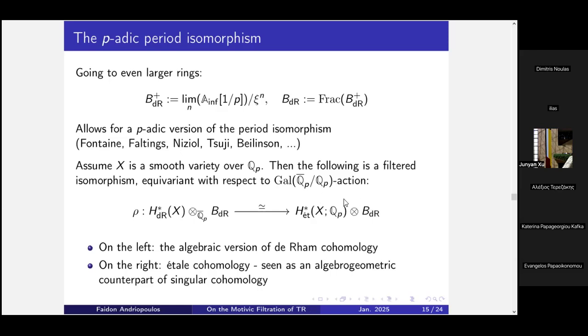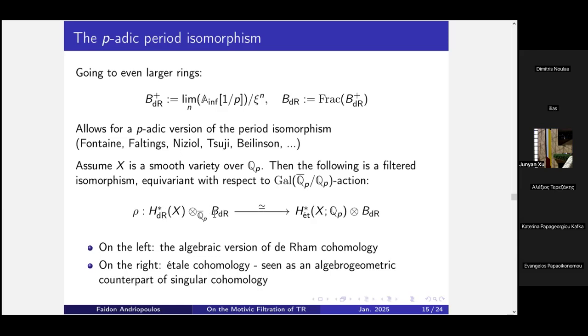And on the right-hand side, instead of singular cohomology, one has the so-called étale cohomology, which in the case of algebraic geometry sees very well local aspects of the space. When we have them as they are, so the de Rham cohomology of X and étale cohomology of X with Q_p coefficients, they're not really related to each other.